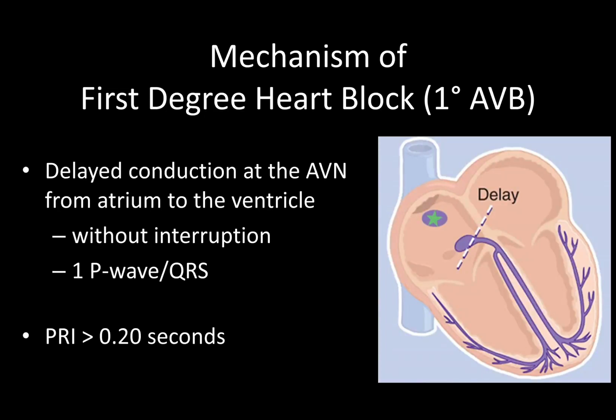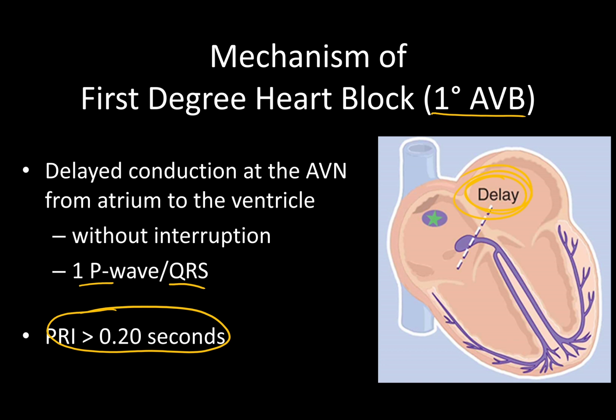Mechanism of first degree heart block, also known as first degree AVB. The idea is that there is a delayed conduction, and only delayed, through the AV node or AV junction from the atrium to the ventricle. So the idea is that you have 1 P for every QRS, but that delay creates a PRI greater than 0.20.